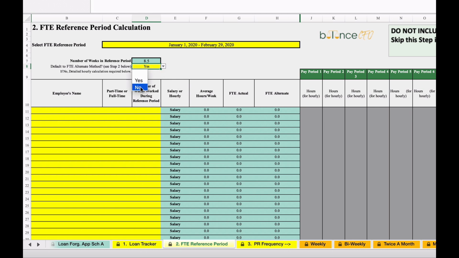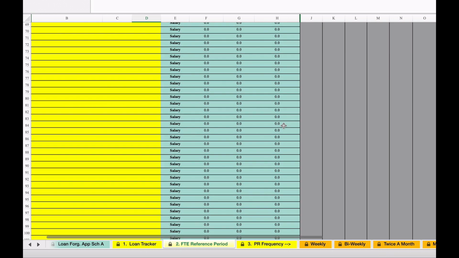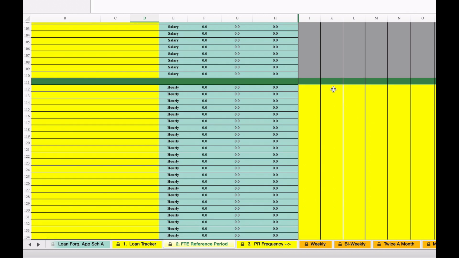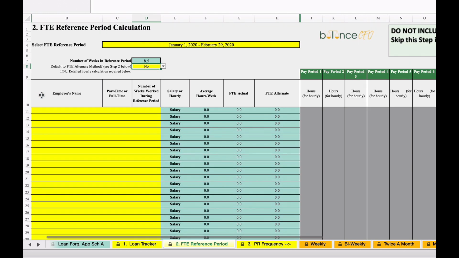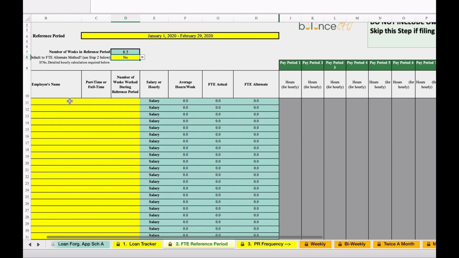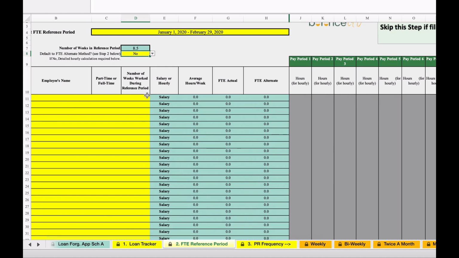But let's say we wanted to compare it out and see what's best. We could go down and put no, and now you can see all of these cells are yellow, meaning that's something that you would have to fill in. So what you're going to do is put in your employer name, whether they're part-time or full-time, and then the number of weeks they worked during the reference period. So if they worked the entire reference period, if they were on payroll that whole time, you would put 8.5.